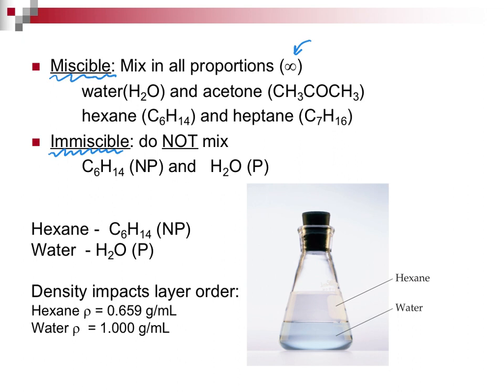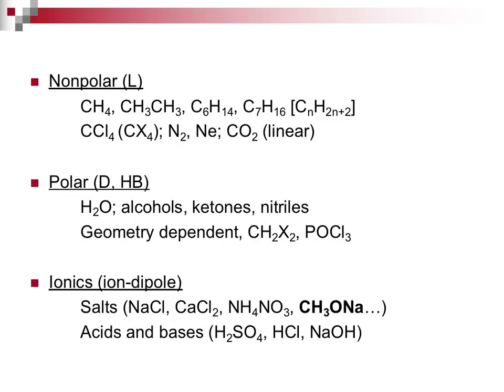An example would be hexane, C6, and water. Hexane is nonpolar, water is polar. You can see the picture here, and you can see a distinct line in between the two, kind of like Italian salad dressing. And you can also see that density is going to impact the layer order. Water has the density of 1, heptane has the density of 0.659.